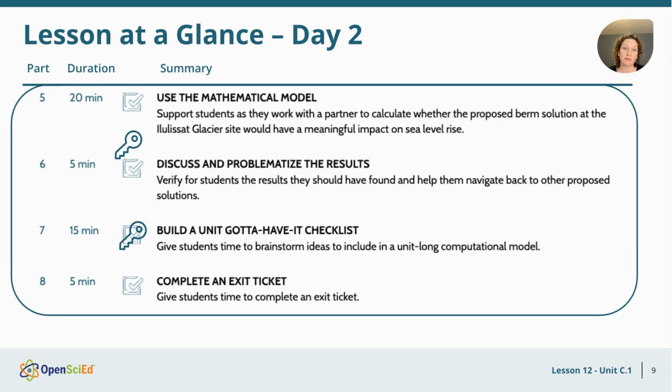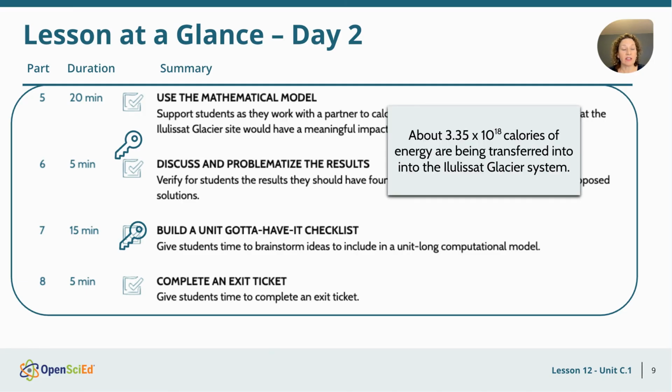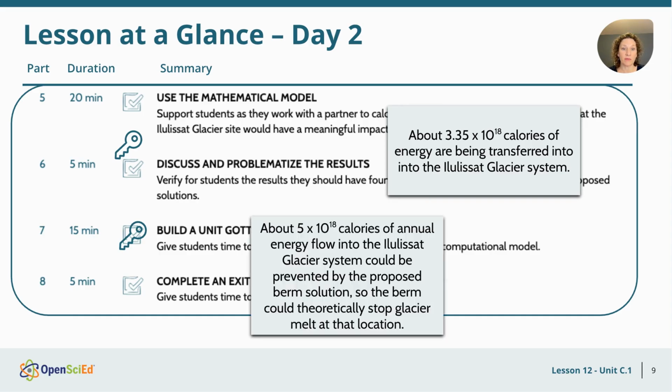The second loop is a really big day, and you may actually want to break it up into 2 days. We'll use the mathematical model, and we calculate that about 3.35 times 10 to the 18th calories of energy are being transferred into the Ilulissat Glacier system to cause the amount of ice melt that produces the yearly amount of meltwater that's coming off the Ilulissat Glacier.